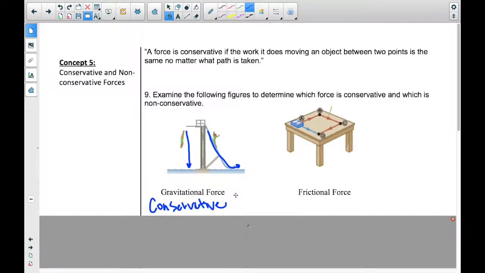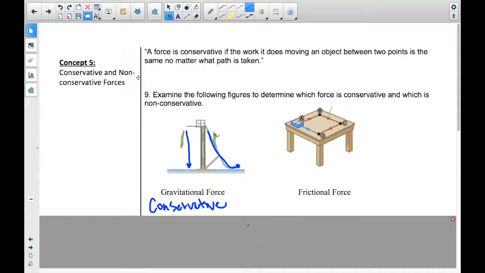That is conservative because they didn't lose anything, and the gravitational force, it doesn't matter which way you go. You can zigzag your way down and you'll have the same change in potential energy as you would if you just jumped straight off. So that is a conservative force.